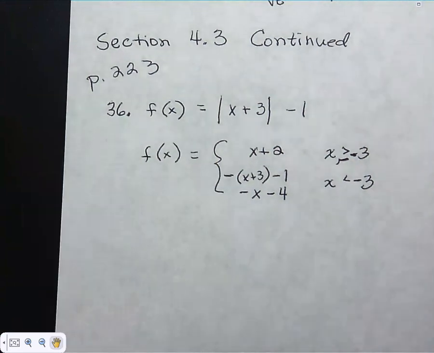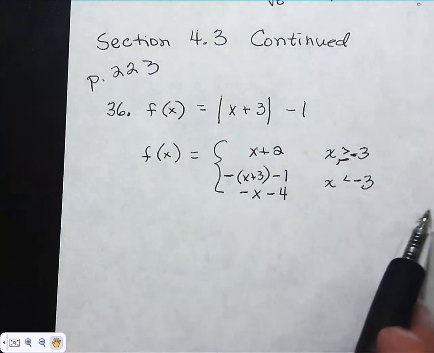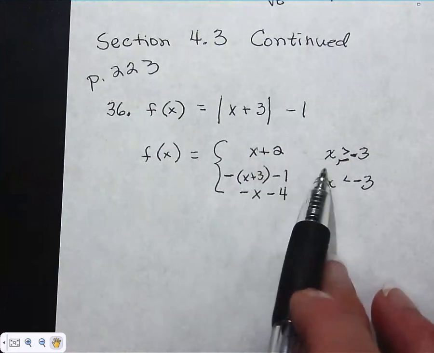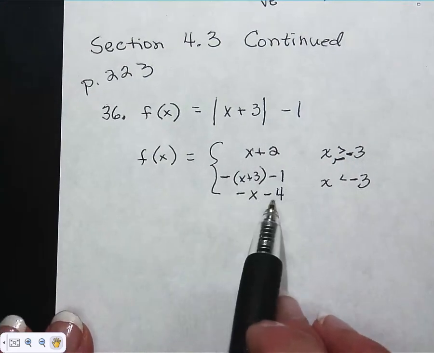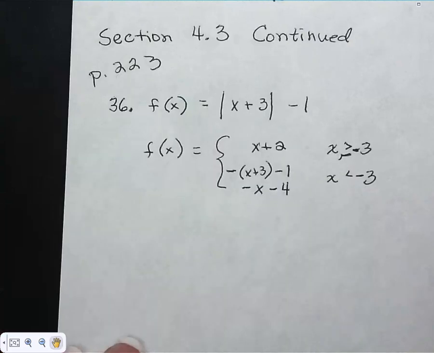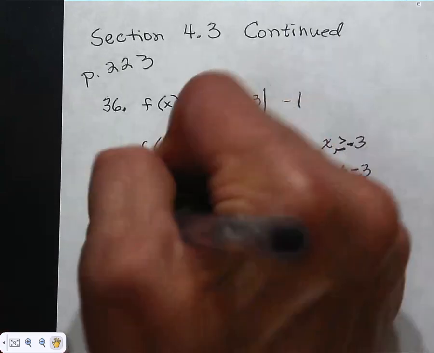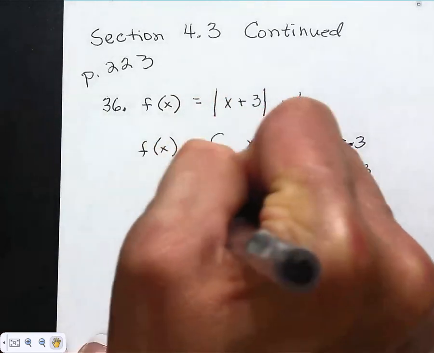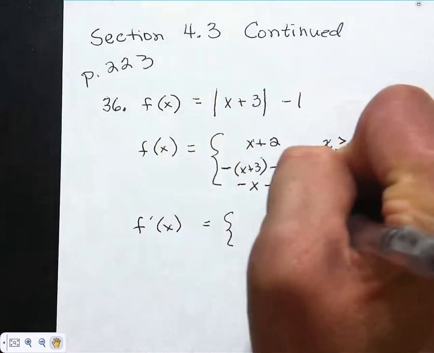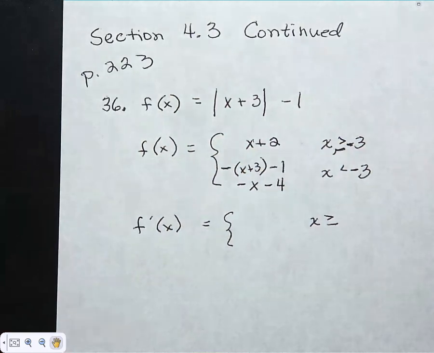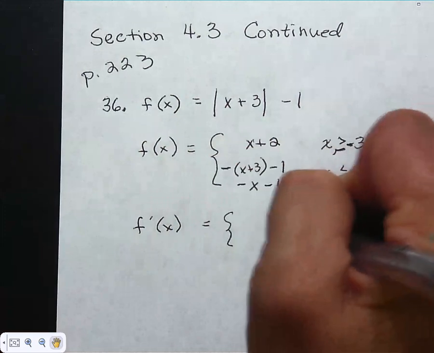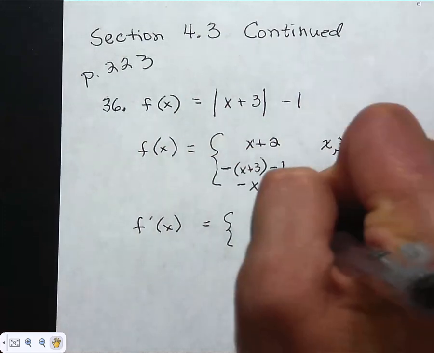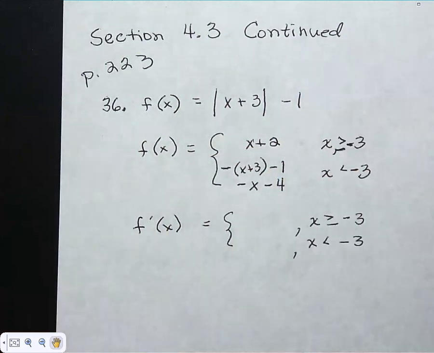But this is the function in its two pieces. It's x plus 2 for all the x's greater than or equal to negative 3. It's negative x minus 4 for all the x's less than negative 3. All right, so what's the derivative of the function? Well, if the function's defined in two parts, the derivative is going to have to be defined in two parts. One part of the derivative is for all the x's greater than or equal to negative 3. The other part of the derivative is for all the x's less than negative 3.